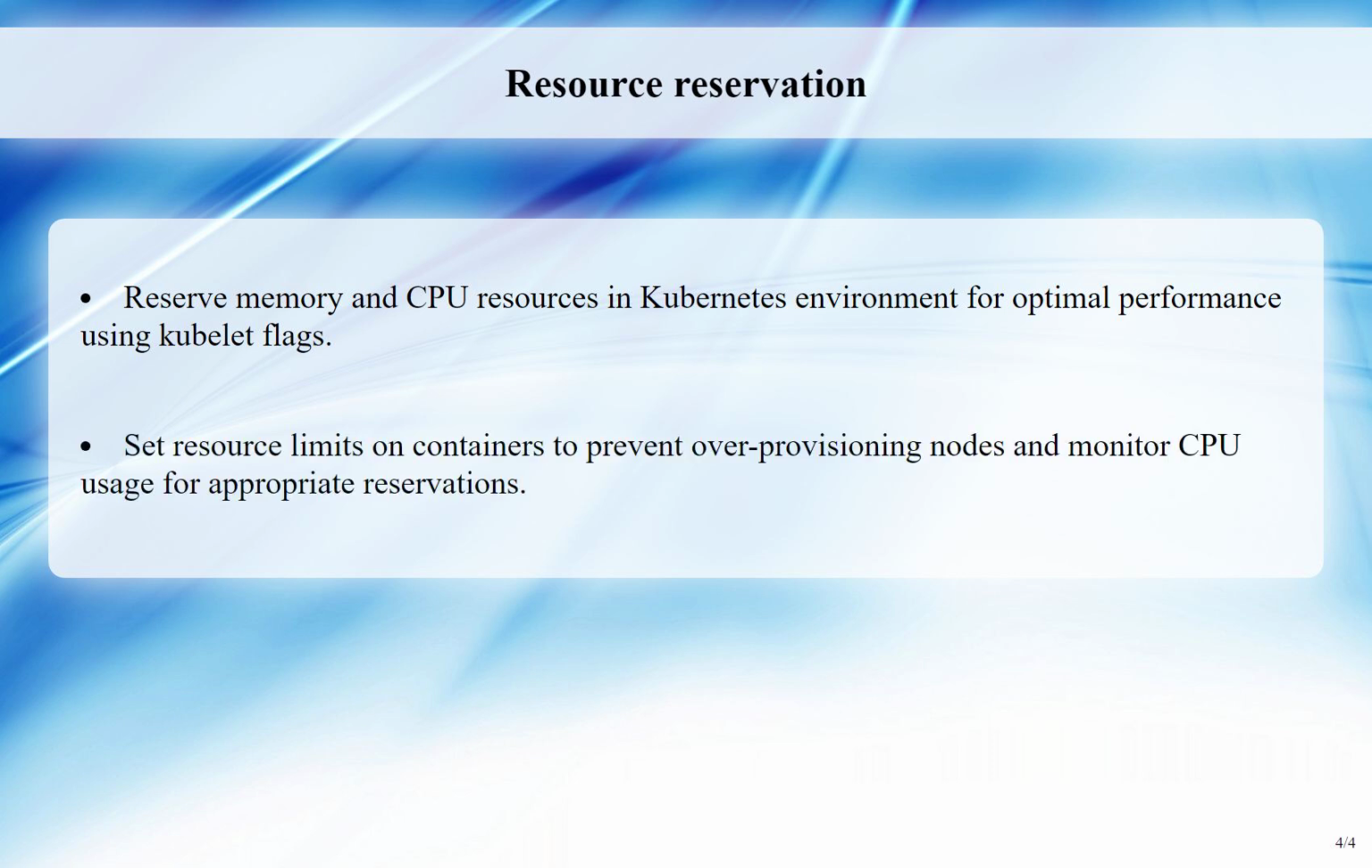When deploying workloads, it is advised to set resource memory and CPU limits on containers to avoid over-provisioning nodes and causing them to become unhealthy. A good practice on Windows is to reserve at least 2 GB of memory and to monitor CPU usage to determine the appropriate CPU reservation for each node based on workload needs.